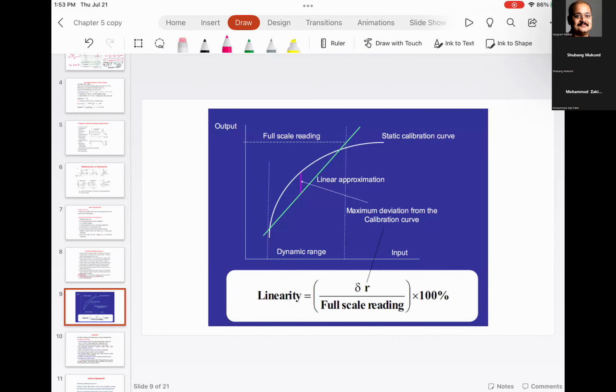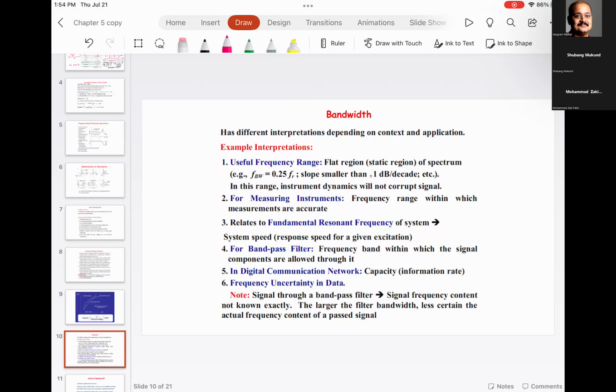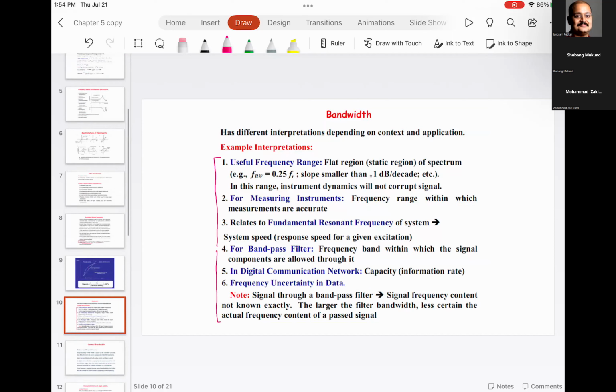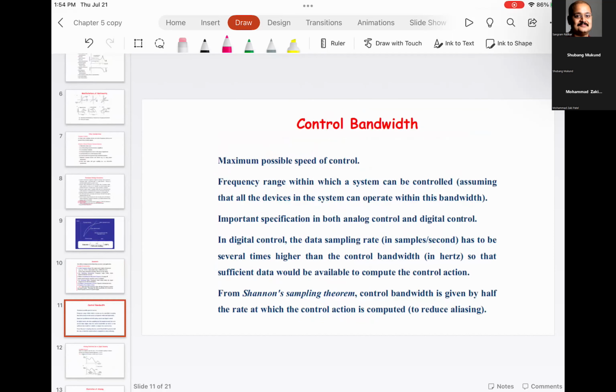We talked about linearity in the last class. I showed the exact same plot. This is the linear approximation that we are going to deal with, and we want to make it as linear as possible so that the system response is predictable. And these are some interesting definitions of bandwidth. Then you have something called central bandwidth, which is the operating frequency at which you want your instrument to operate. Even if the frequency is a little lower or a little higher, the instrument can still function.